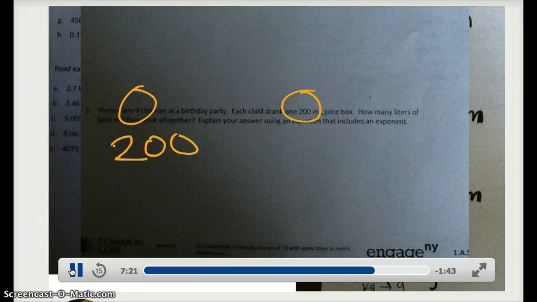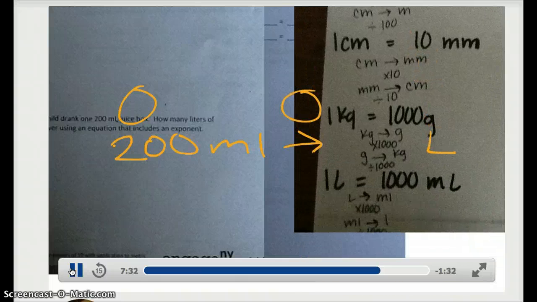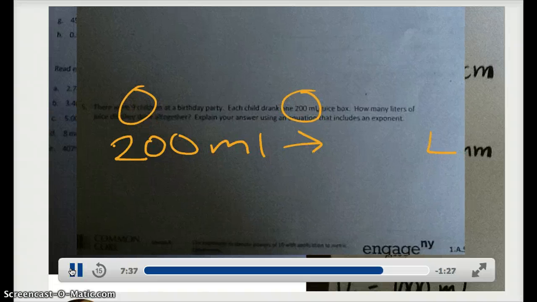Right. There are 9 children at a birthday party. Each child drank 230 milliliters of a juice box. How many liters did they drink altogether? So there is 200 milliliters. We need to get it to liters. How do we get it to liters? Milliliters to liters, I divide by 1,000. So 200 divided by 1,000. I go 3 spots to the left.